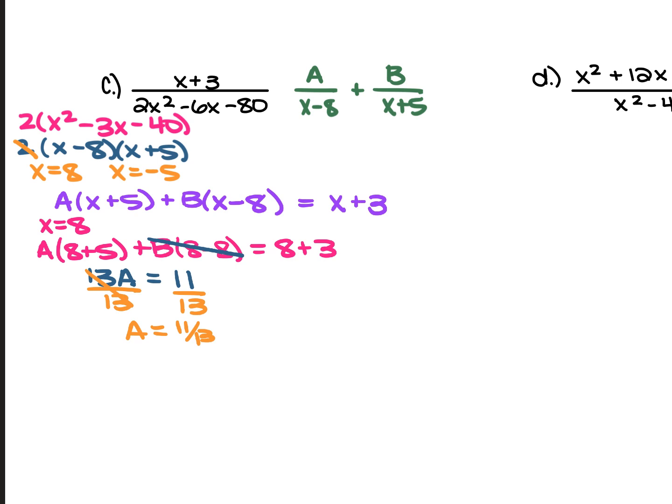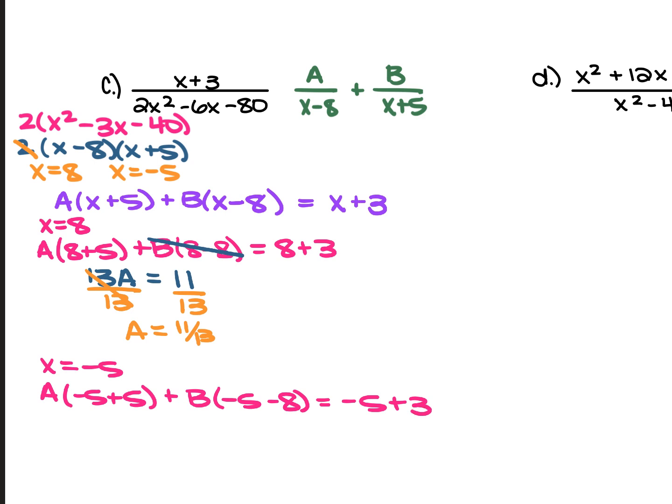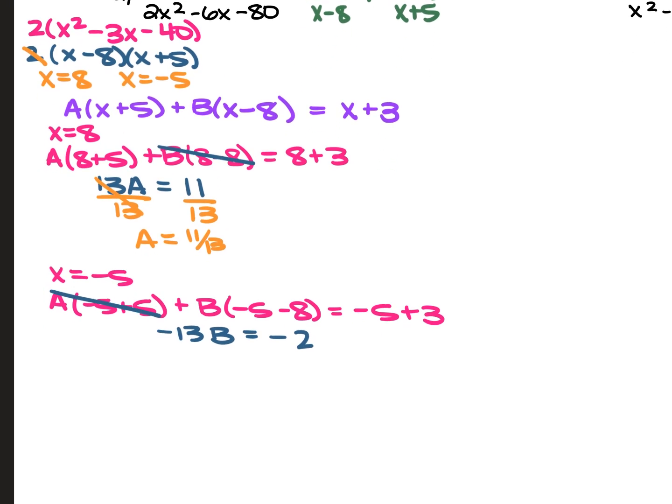From here, you are going to solve for when x is negative 5. So if x is equal to negative 5, that's going to give us a times negative 5 plus 5 plus b times negative 5 minus 8 is equal to negative 5 plus 3. Your negative 5 plus 5 is 0, so a is going to cancel. Your b gets multiplied by negative 13, and then you have it equal to negative 2. Divide each side by that negative 13, and you get that b is positive 2 over 13.